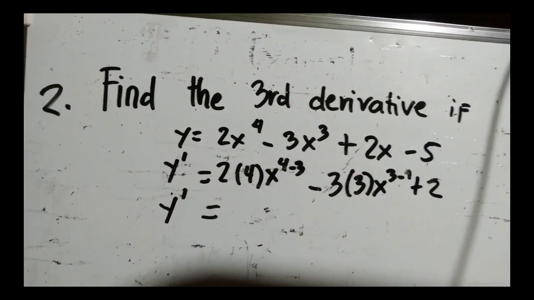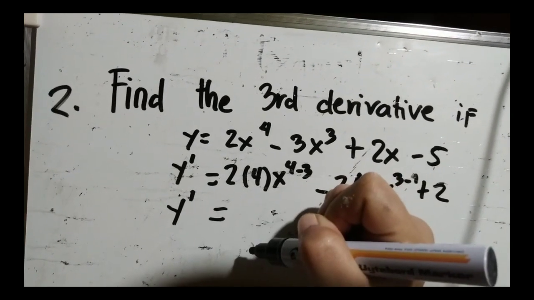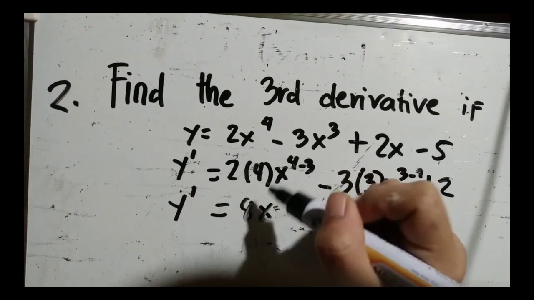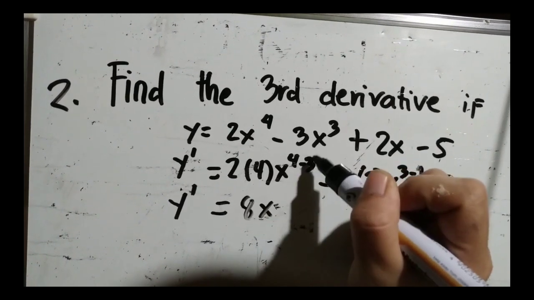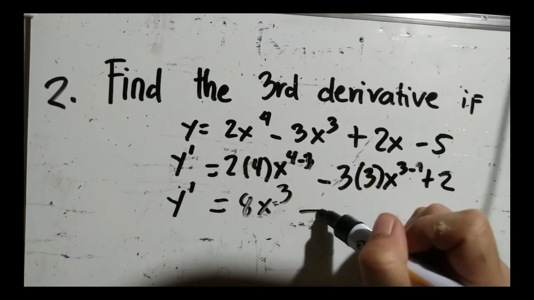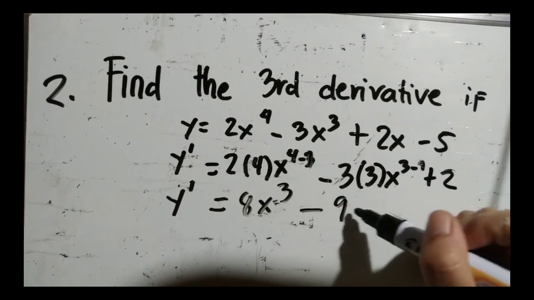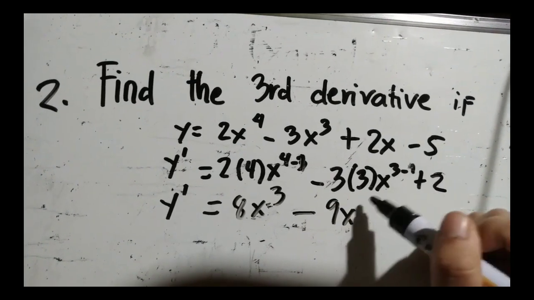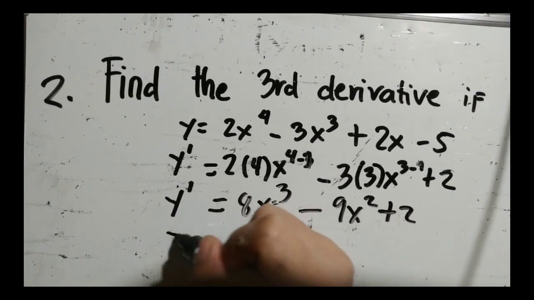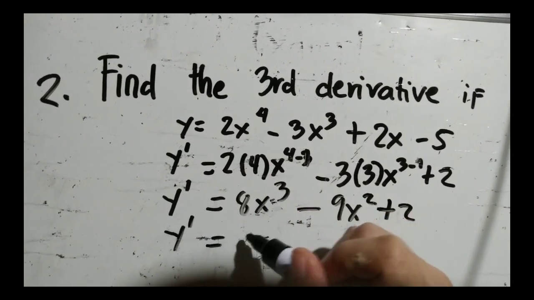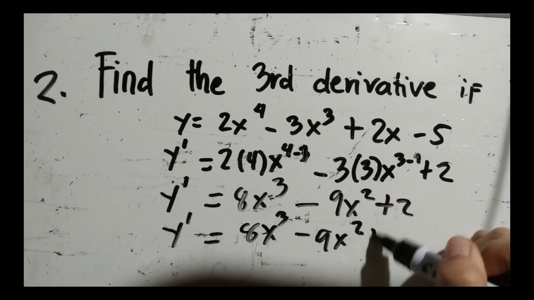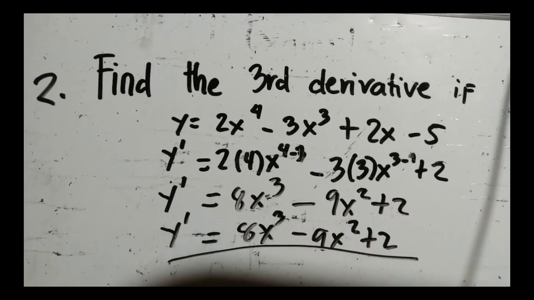So the first derivative, y prime, equals 2 times 4, that would be 8, x raised to 4 minus 1, that would be 3, minus 3 times 3, that would be 9, x raised to 3 minus 1, that would be 2, plus 2. So we have the first derivative: 8x cubed minus 9x squared plus 2. That is the first derivative.